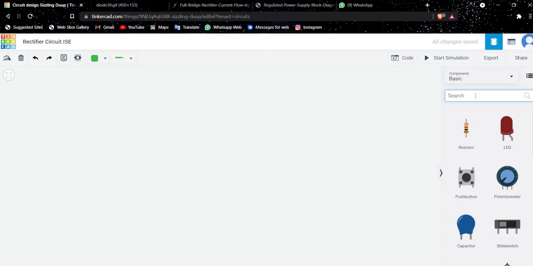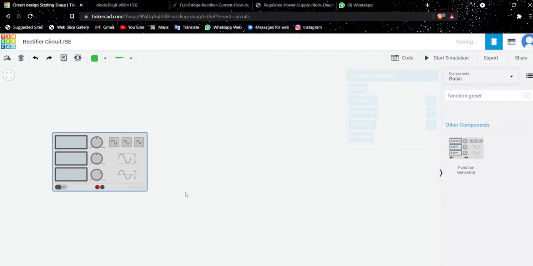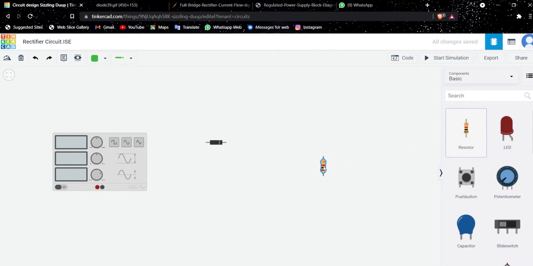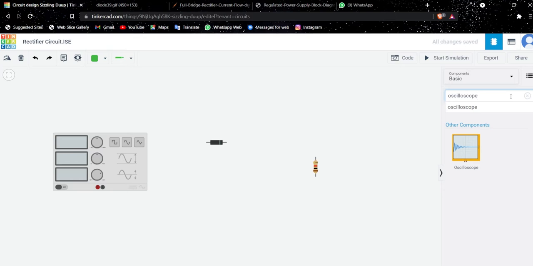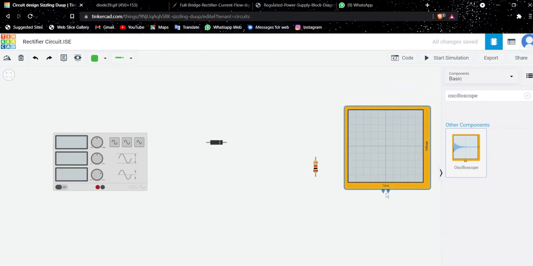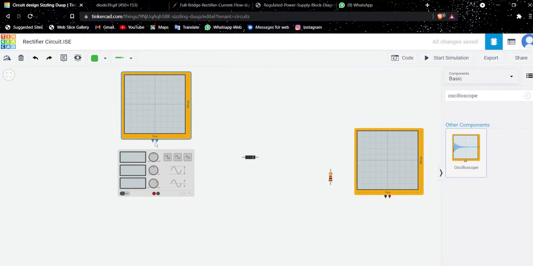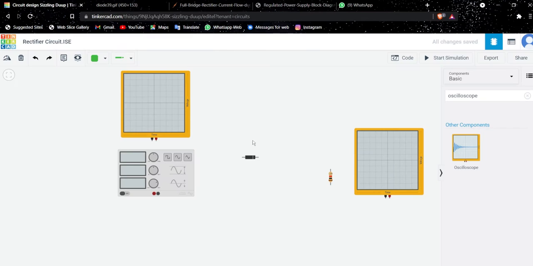Now we will import the required components. First is the function generator. Then resistance, that is the load. Then oscilloscope. Now we are going to take two oscilloscopes to check the input as well as the output. Then the diode and load resistance we have taken here.